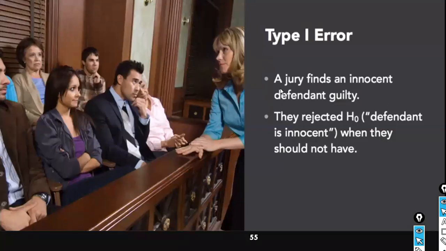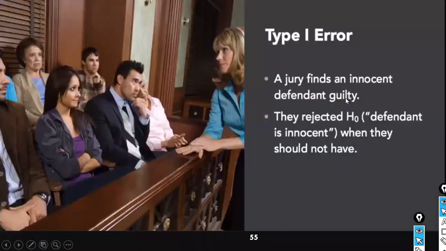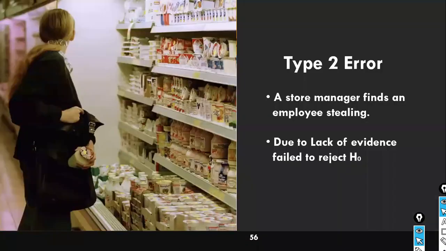Okay. So, type 1 error. Another example of the type 1 error: the jury finds an innocent defendant guilty. They rejected H0, the defendant is innocent, when they should not have. Actually, he is innocent, but because of my test value, let's say the t-test statistic value is greater than the critical value, or p is less than alpha, just because of that, I'm going to reject and call an innocent person a culprit, right? So this is also another example of a type 1 error.